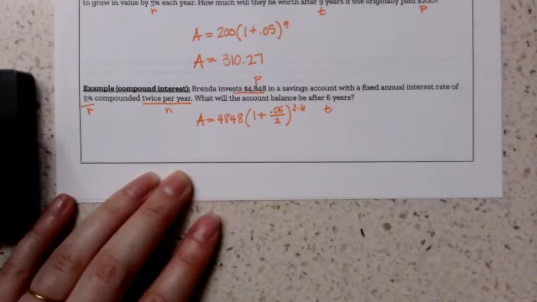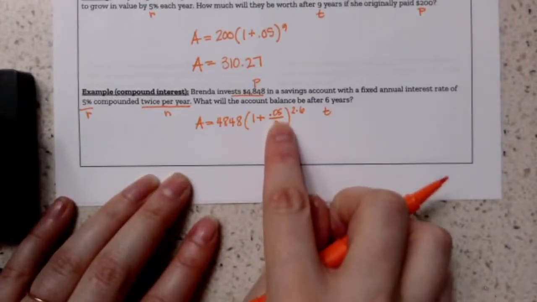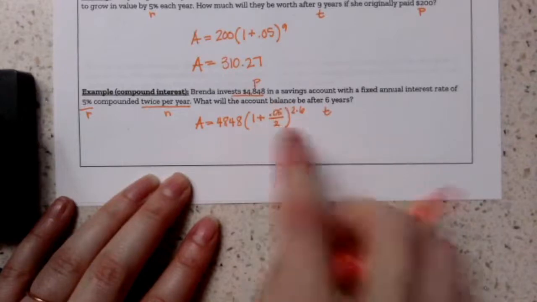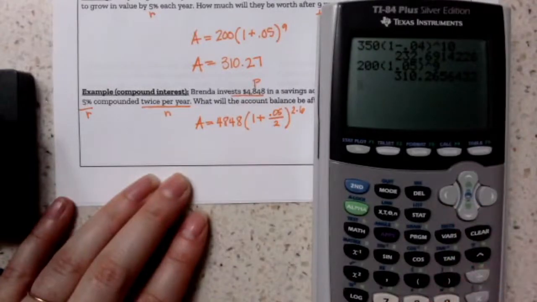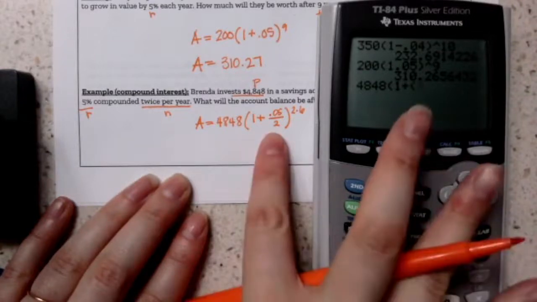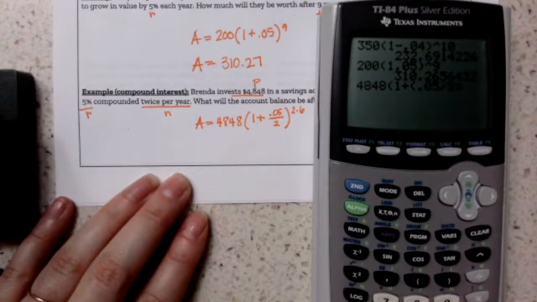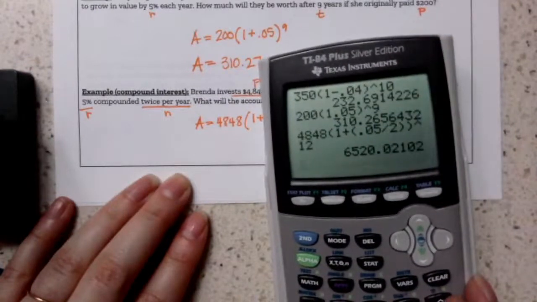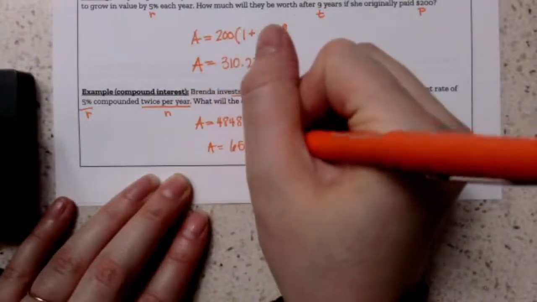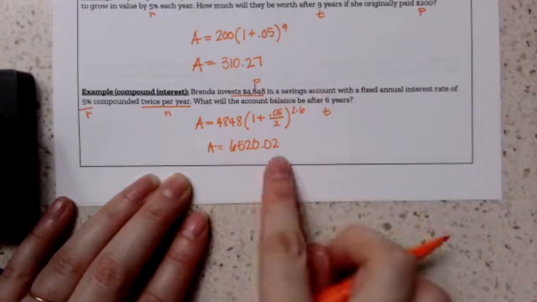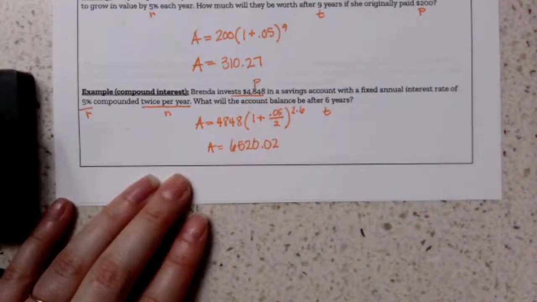And then again, you can just type this as it is. You just have to make sure you simplify this fraction. Either put it in parentheses when you type it or simplify it first. So I'm just going to type the whole thing in my calculator. So we have our principal amount, 1 plus, I'm going to put that fraction in parentheses, to the 12th power. And we get this amount, 6,520.02. And again, that makes sense because we should have more money in our account.